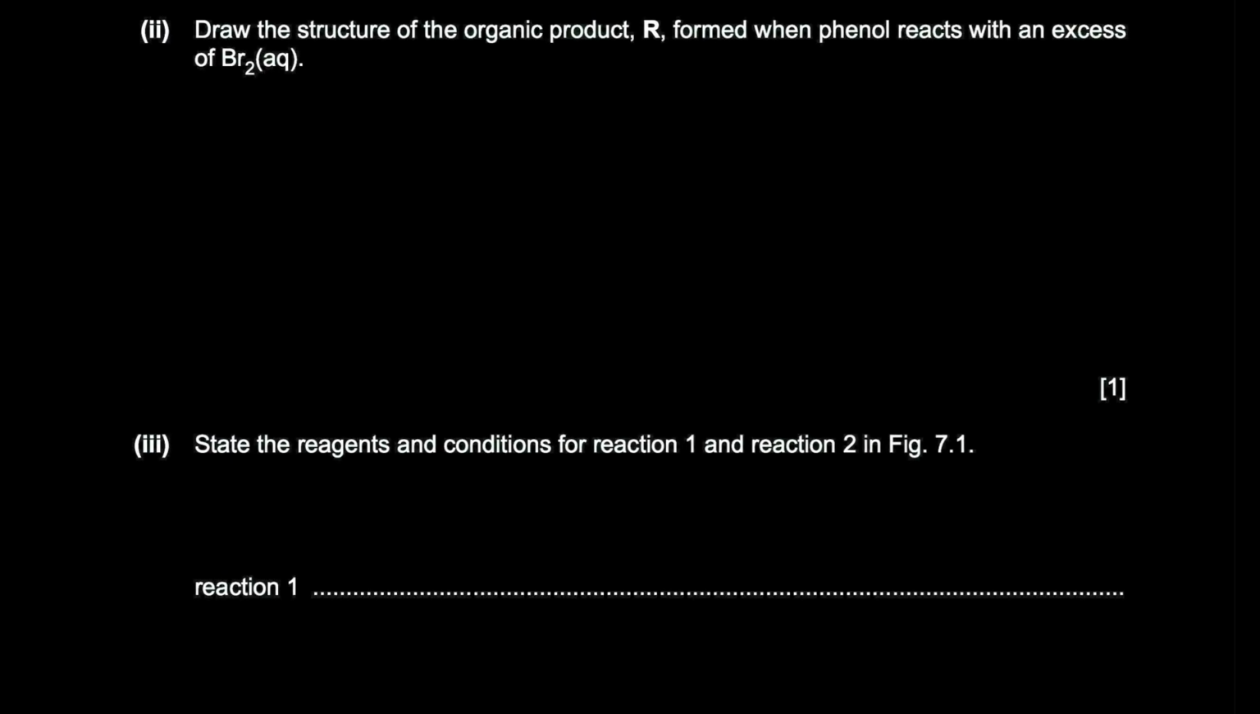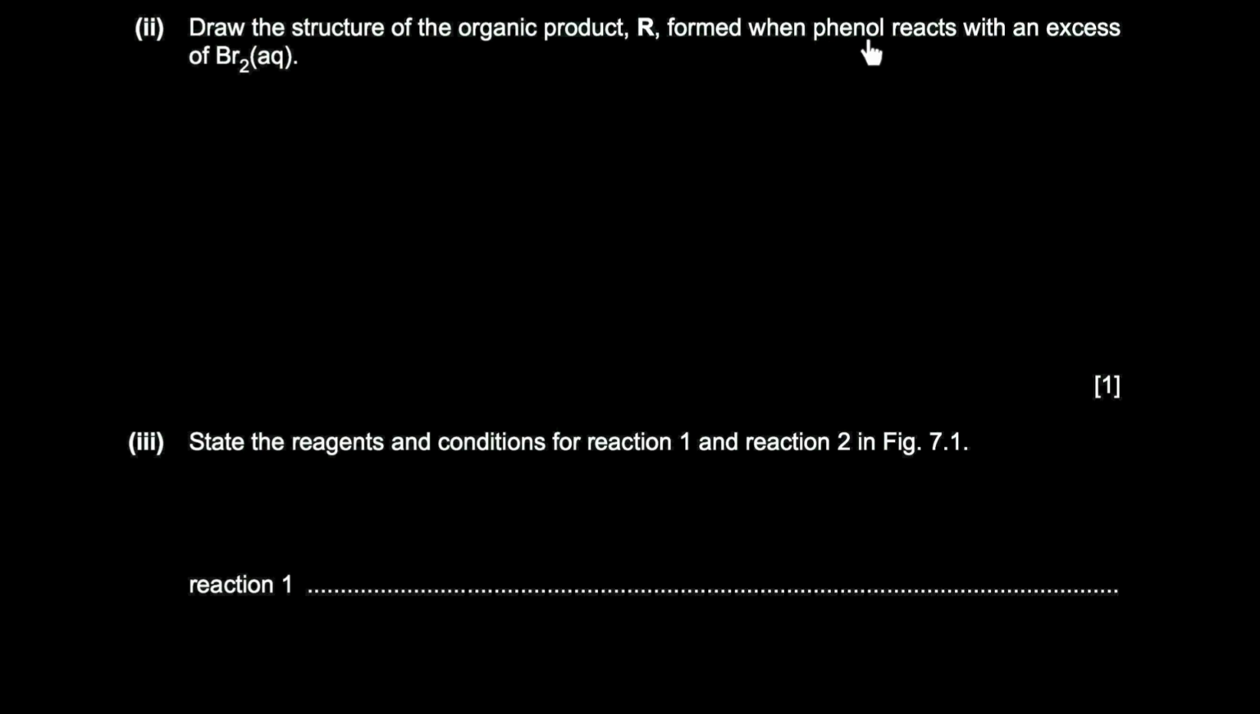Draw the structure of the organic product R formed when phenol reacts with an excess of aqueous bromine. Now, when phenol reacts with an excess of aqueous bromine, we get 2,4,6-tribromophenol, right? So this is phenol, and then we get 3 bromines at the 2, the 4, and the 6 position. The observation in this reaction is that we see decolorization of aqueous bromine, from orange or brown to colorless, and we see a white precipitate of 2,4,6-tribromophenol.